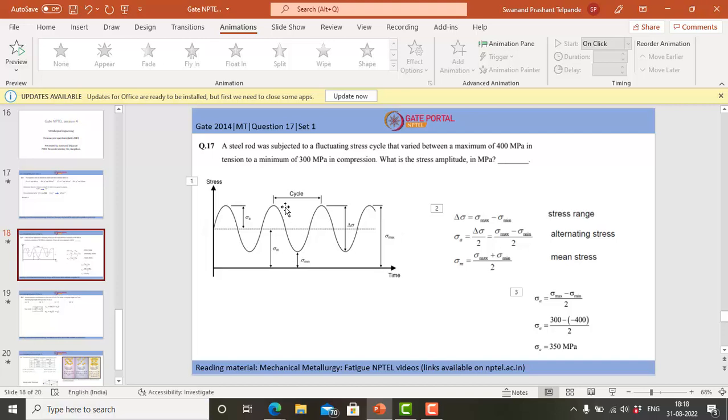Always remember, if it is tension fatigue, then sigma max will be the higher stress and sigma min will be the lower tension stress. And in compression fatigue, sigma max will be the lower magnitude of negative stress and sigma min will be the higher magnitude of negative stress. I hope this is clear.